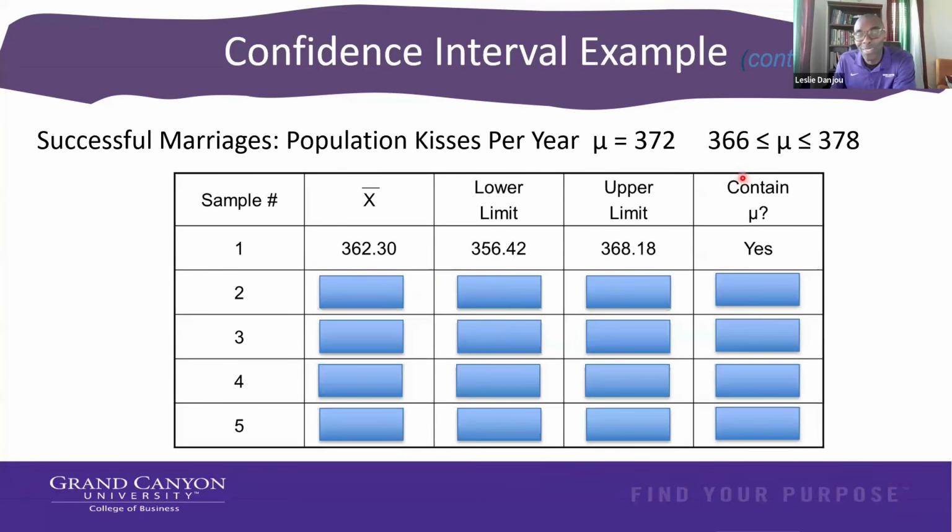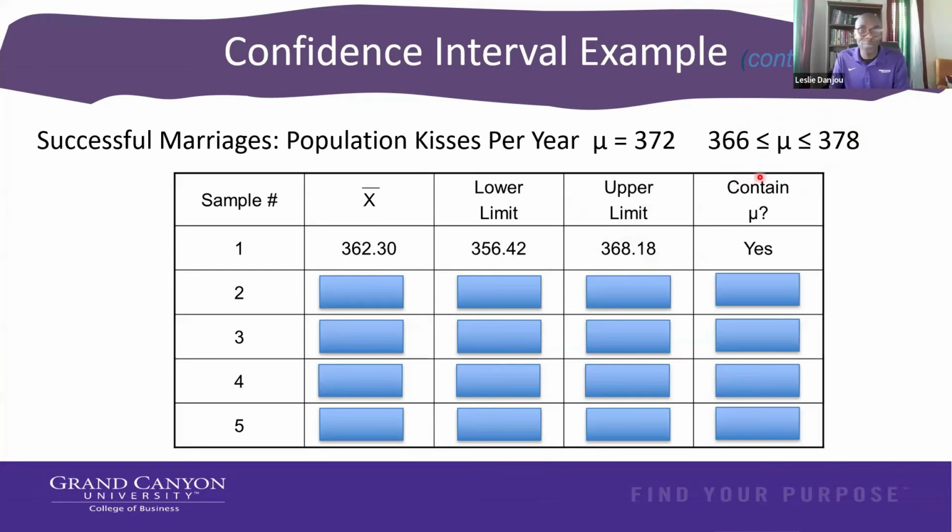But you can see that they're on the back end, or on the lower end, of success. So you could say to these couples, even though you may be successful, you need to kiss a little bit more, so that you can be within the standards set by the population. We want to make sure that things are within the borders.